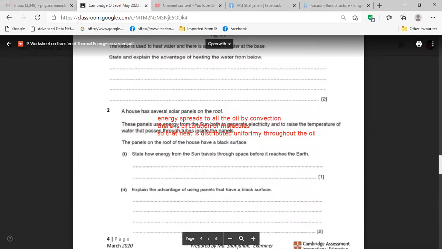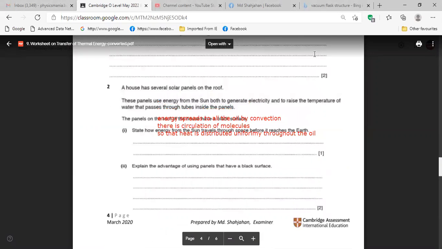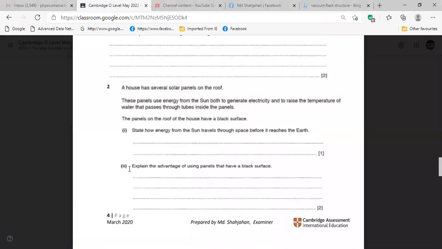Now we are going back to question two again. So here we go. You already read it, right? You understood it. Now you read part two only. Explain the advantages of using panels that have a black surface. So if it is a black surface, what is the benefit? It's a good absorber. Very good. It's a good absorber of heat.